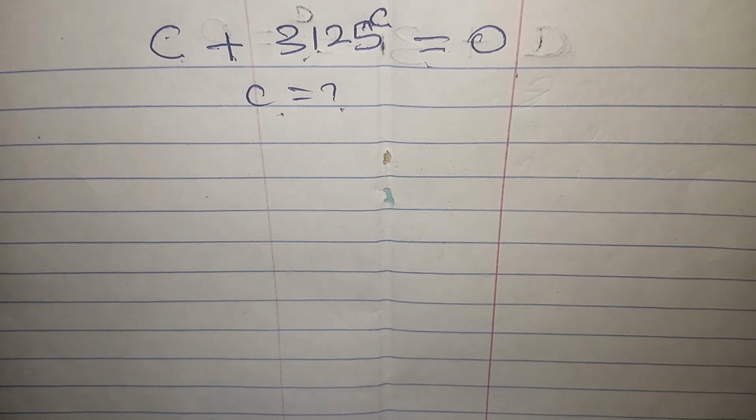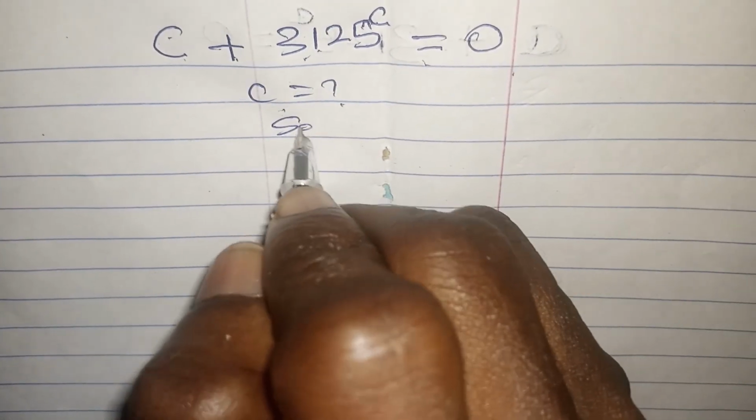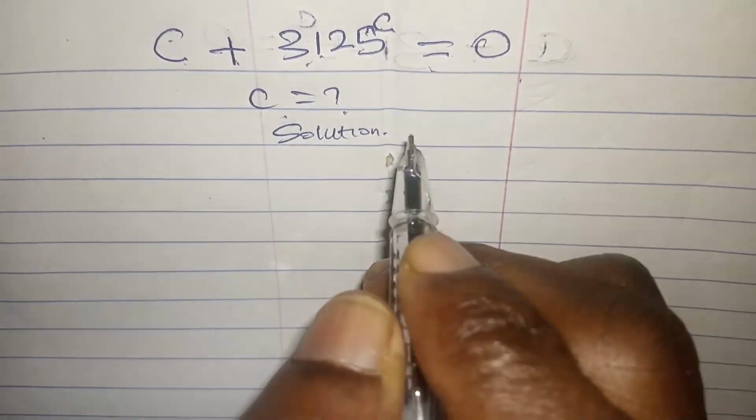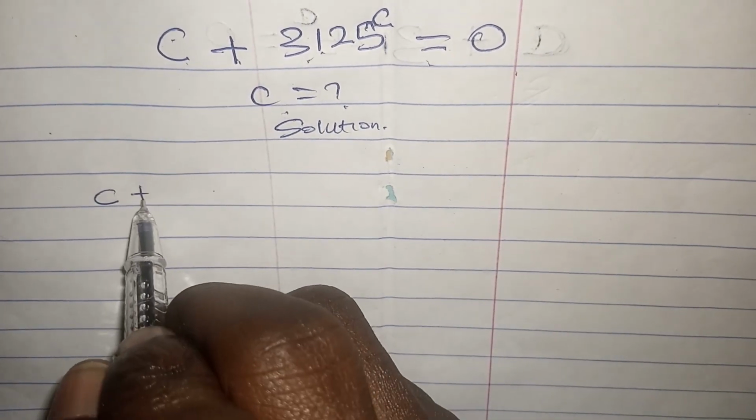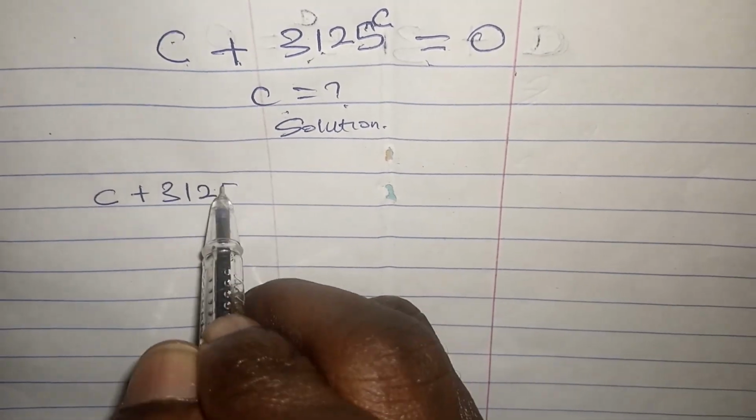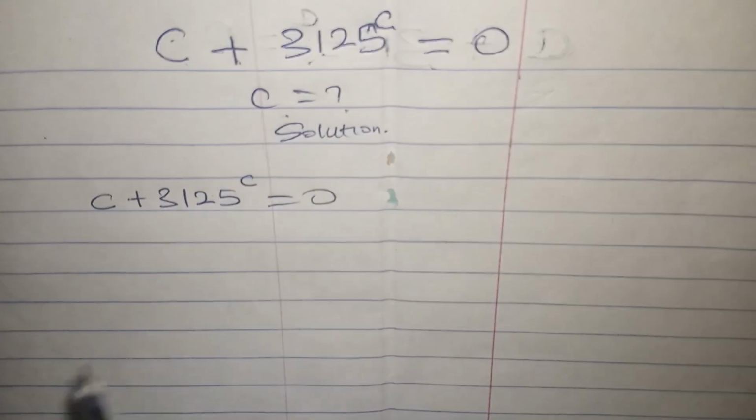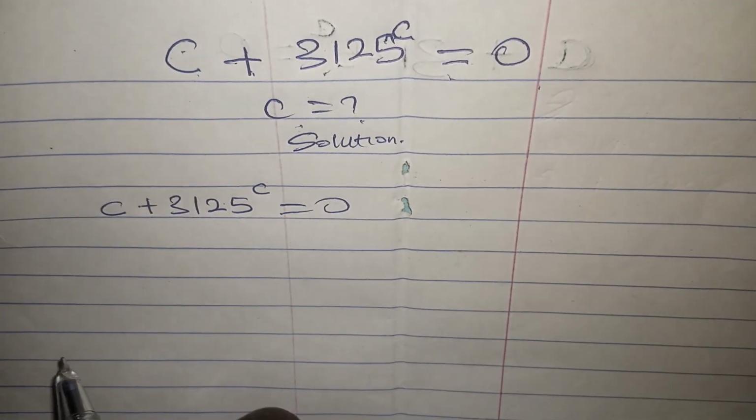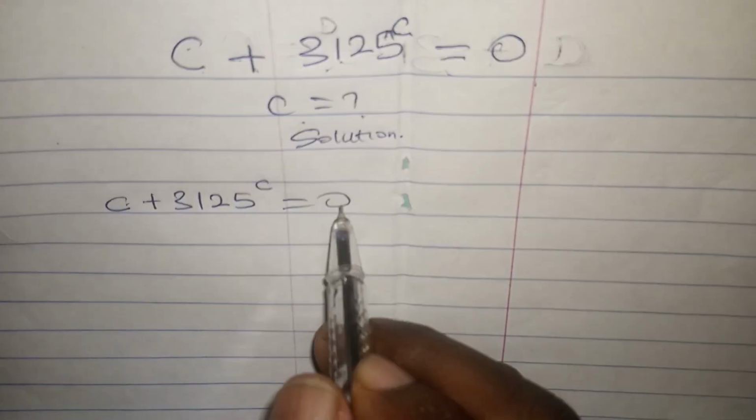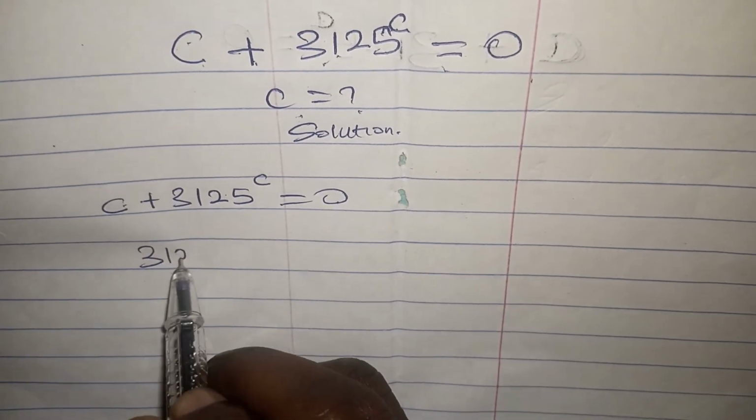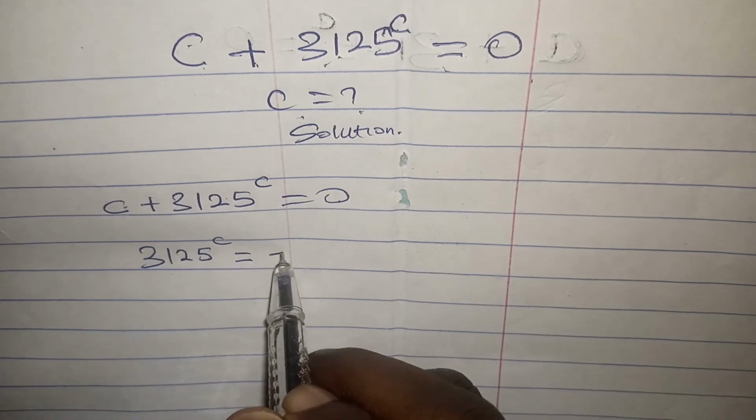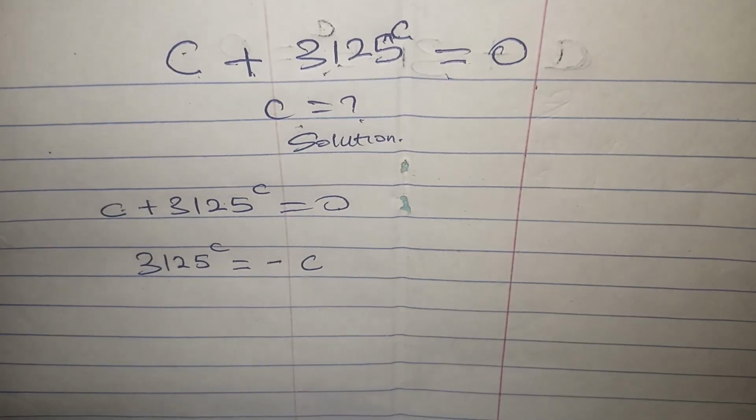So let's see how we can solve this. We can simply say solution. Okay, since we've written this, we can say c plus 3125 to the power of c is equals to 0. So the first thing we are going to do, we are going to bring c to the right hand side of the equation, so we can have this to be 3125 to the power of c is equals to minus c.